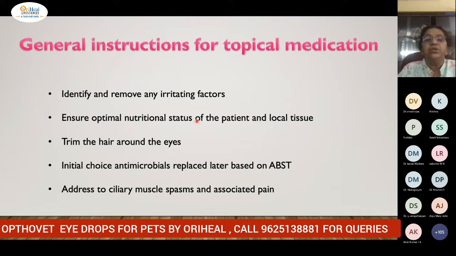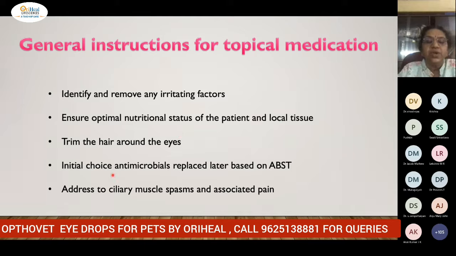Ensure optimal nutritional status of the patient. So this I have seen when the case is presented with bilateral problems. Necessarily assess the nutritional status, do a hematology test, and then check whether all the parameters are normal. Then start proceeding with the treatment of the eye. Trim the hair around the eyes.